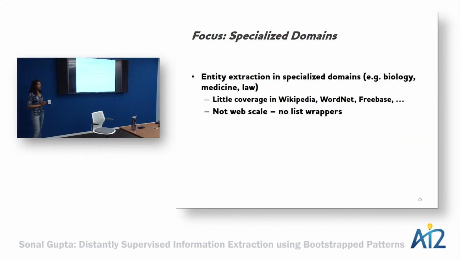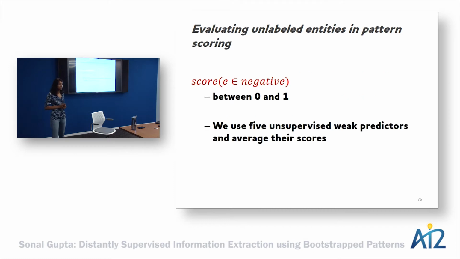So our focus was specialized domains because we were dealing with this MedHelp data set. In specialized domains like biology, medicine, and law, we have very little coverage in Wikipedia, WordNet, or Freebase to derive any of these similarity scores. There's no web scale data, so it's harder to get list wrappers and so on. But we defined 5 unsupervised weak predictors, and in this paper, at least, we averaged their scores, but in later papers, we have a classifier that can combine these scores. But averaging also works pretty well. So the score is between 0 and 1, and this is just the average of the features I describe next.